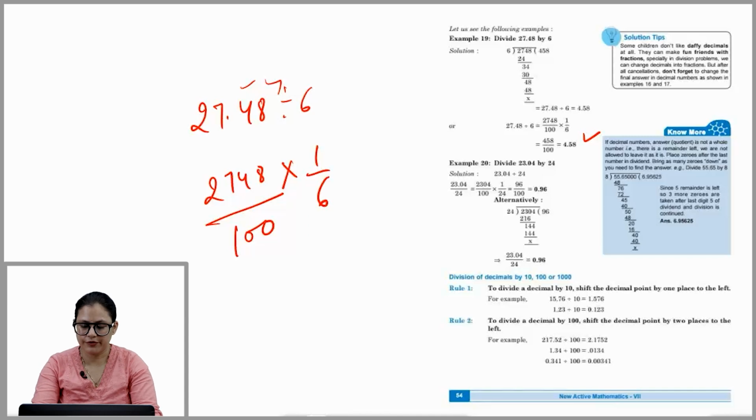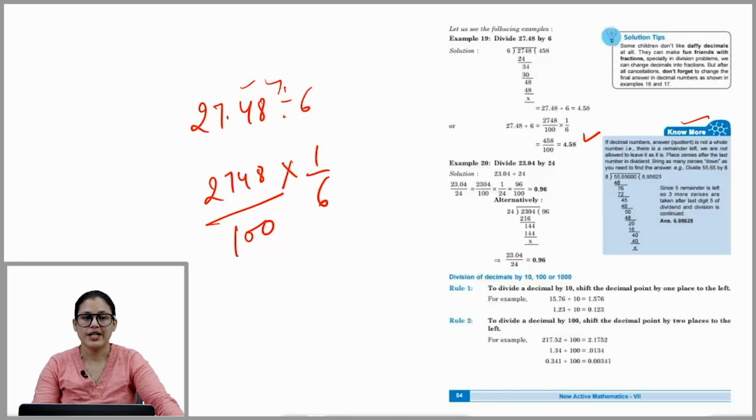Note: if in the division of decimal numbers the answer, that is the quotient, is not a whole number, that is, there is a remainder left, we are not allowed to leave it as it is. Place zeros after the last number in the dividend. Bring as many zeros down as you need to find the answer. Example, in this case, you can see we can add as many zeros as we want till we get a 0 remainder. Okay. Since 5 remainder is left, 3 more zeros are taken after the last digit 5 of the dividend, and the division is continued.